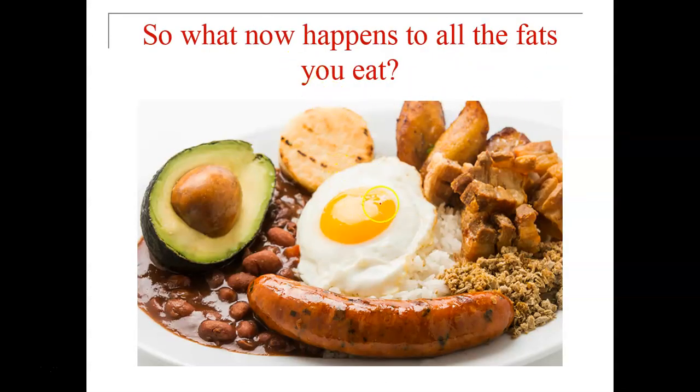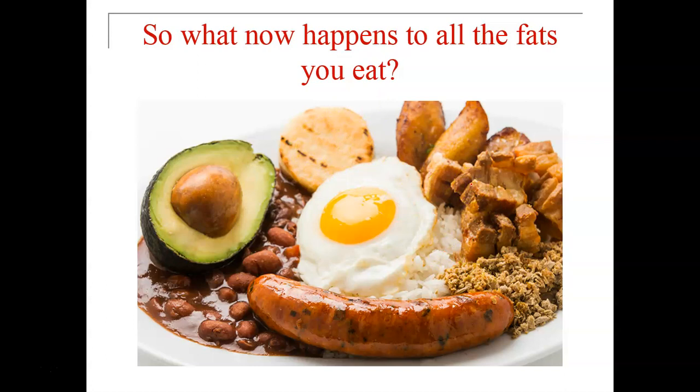So what happens to all the fats that you eat? So, avocado, why the pit's left in there, I couldn't tell you. Nice little sausage, beans, egg. I don't know what that is. I'm not really sure what that Canadian bacon is. I don't really know what's on this plate.